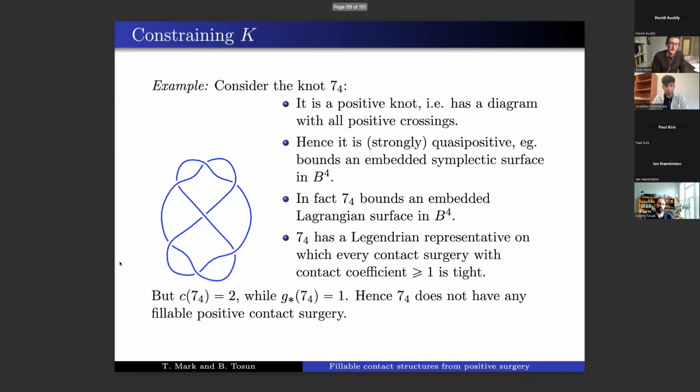But its class number is 2. People have been poking around at this knot in recent years because of this fact that the class number is known to be 2, but its slice genus is 1. So none of these tight contact structures can be fillable. In fact, this knot doesn't have any fillable positive surgeries.